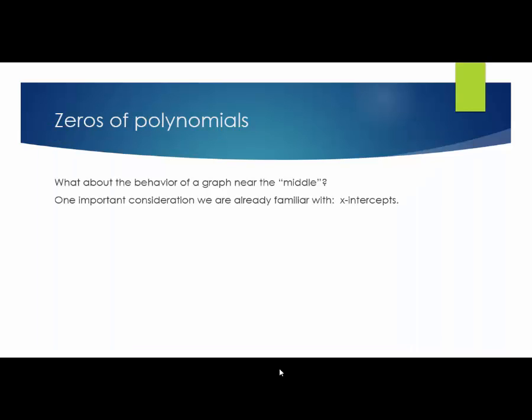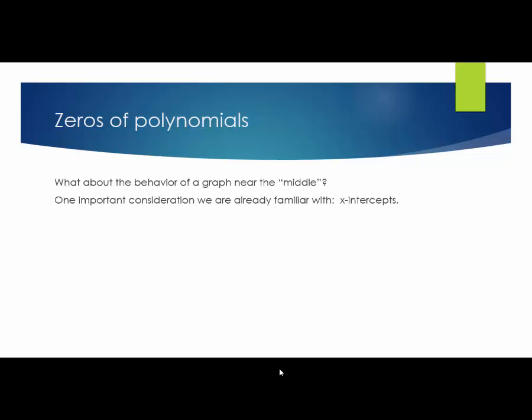Okay, well, that's helpful to tell us what these graphs of polynomials look like on the ends, but what about the behavior of a graph near the middle? Here's one thing to think about that we're probably already familiar with. Something that happens in the middle could be x-intercepts.